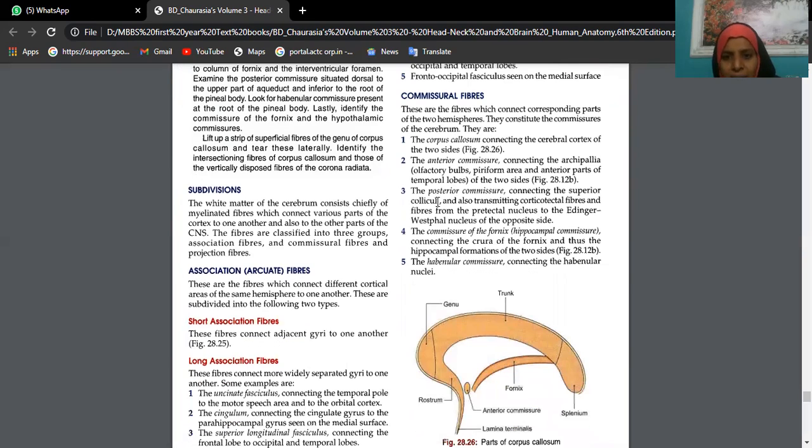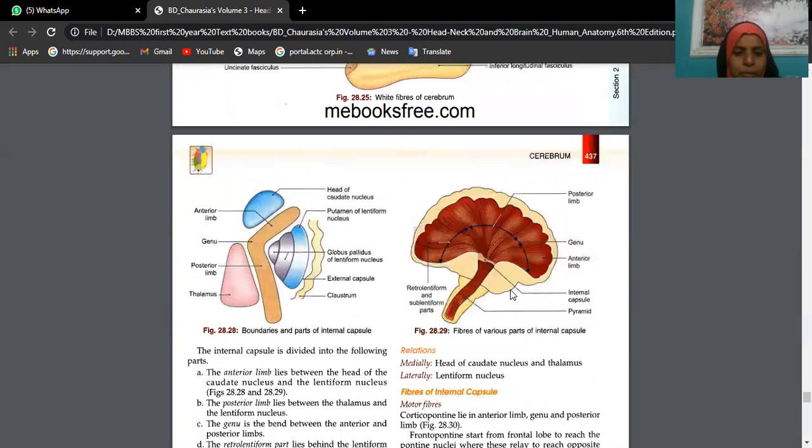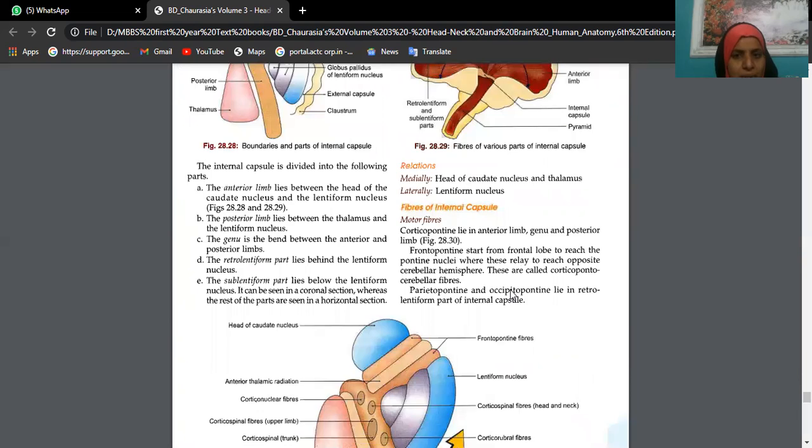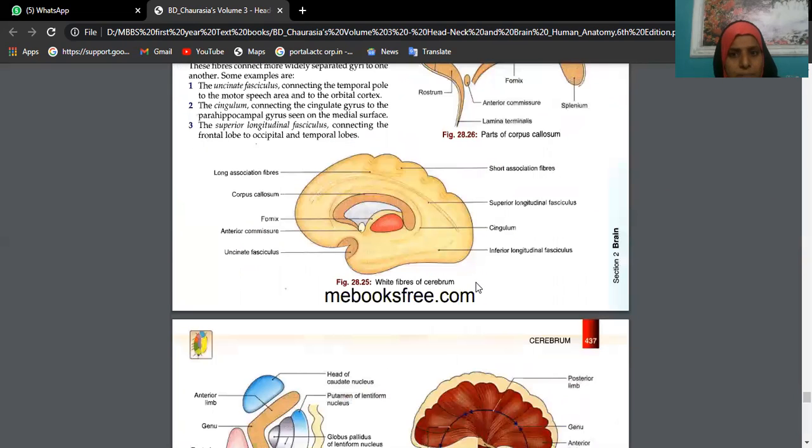Posterior commissure is at the level of the superior colliculus. Then the commissure of the fornix, that is the hippocampal commissure, we have at the level of the hippocampus. The habenular commissure is at the level of the habenular nuclei. Now, just after giving the definition, you have to talk about the corpus callosum.